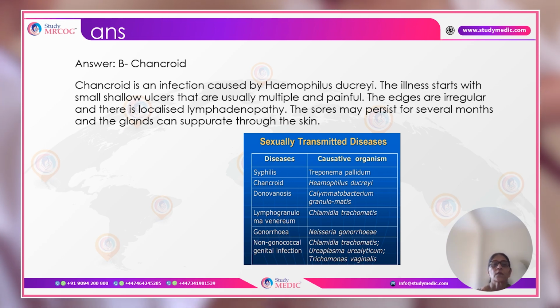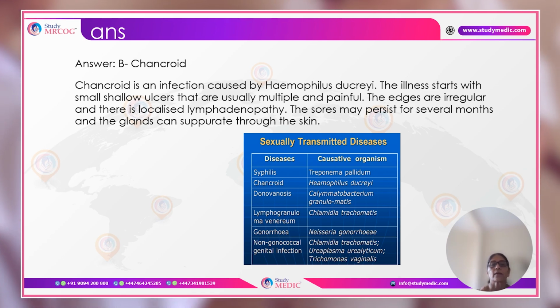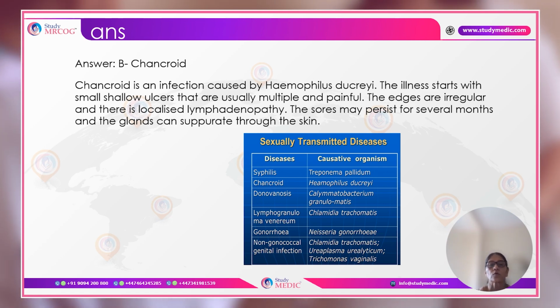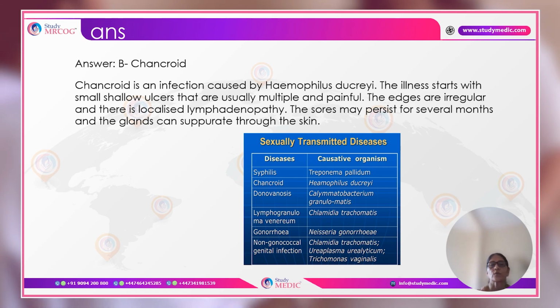So syphilis, we know, is caused by Treponema pallidum. Chancroid, as we just learned, is caused by Haemophilus ducreyi. Donovanosis is caused by Calymmatobacterium granulomatis. Lymphogranuloma venereum, or LGV, is caused by Chlamydia trachomatis. Gonorrhea, the causative organism is Neisseria gonorrhoeae. And non-gonococcal, it could either be Chlamydia trachomatis, Ureaplasma urealyticum, or Trichomonas vaginalis. Okay.